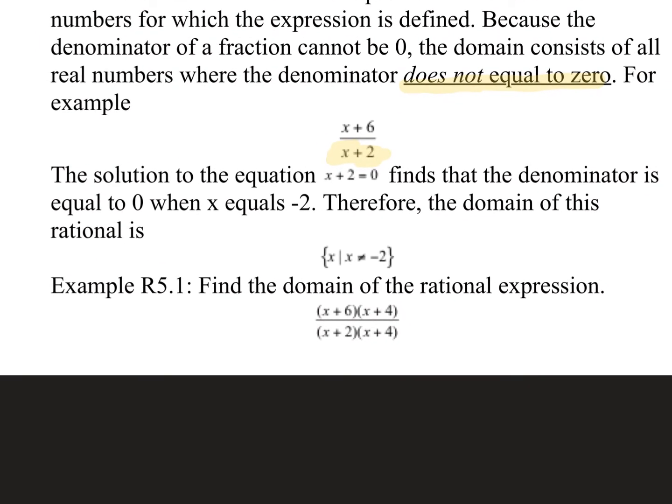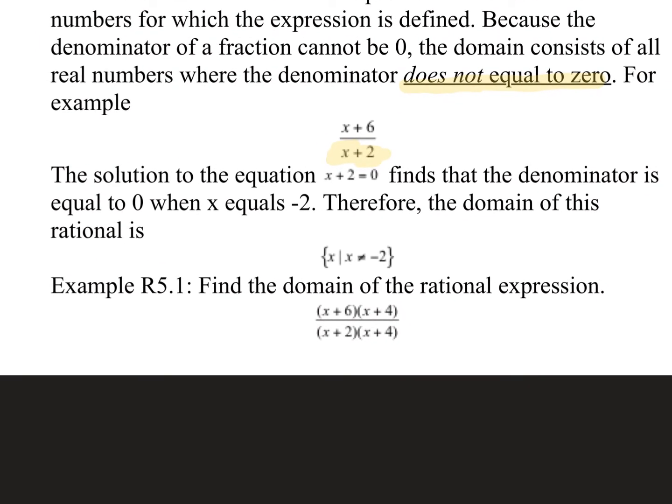A rational expression has a very specific domain. It's the first function we talk about when we think of domains that are restricted, specifically because the denominator of a rational is never going to be equal to 0. Because if it was, we would be dividing by 0, and that, of course, presents some major mathematical problems. So the first example presented here is x plus 6 over x plus 2, and our denominator x plus 2, of course, cannot be equal to 0.